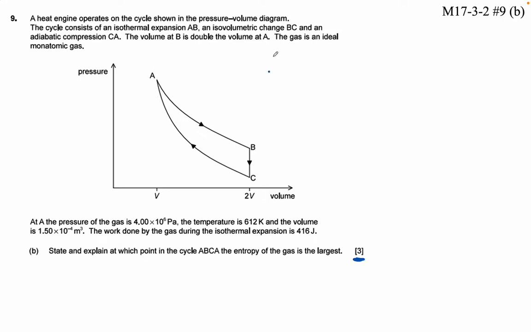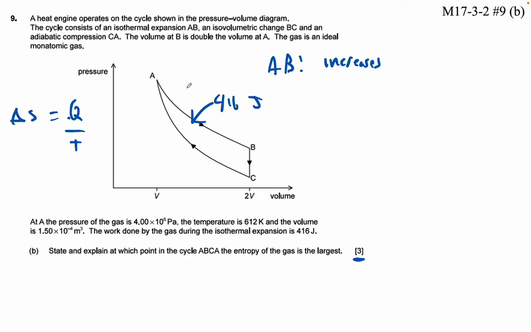From A to B, for cycle AB, heat flows in. Remember that the change in entropy is Q over T, right? So the change in entropy from A to B is positive. It increases, right? Because heat flows in, 416 joules of heat flow in, right?